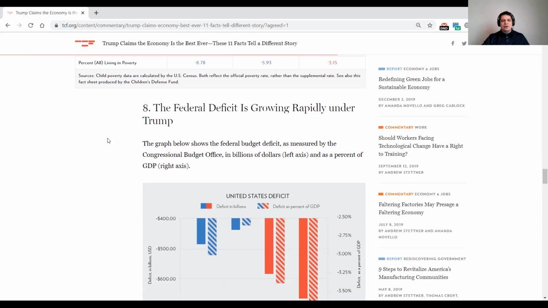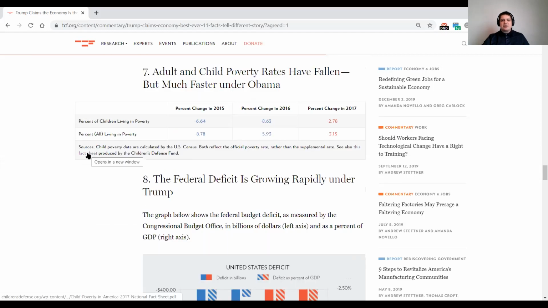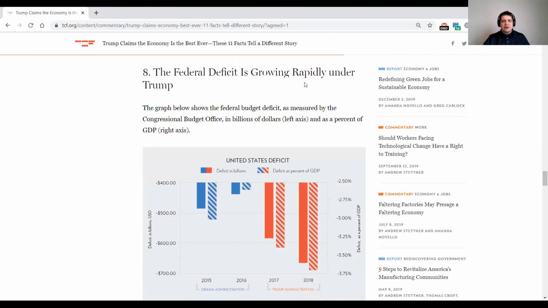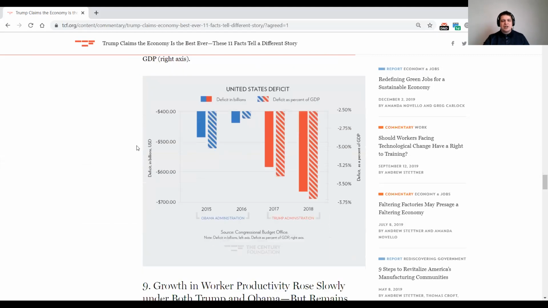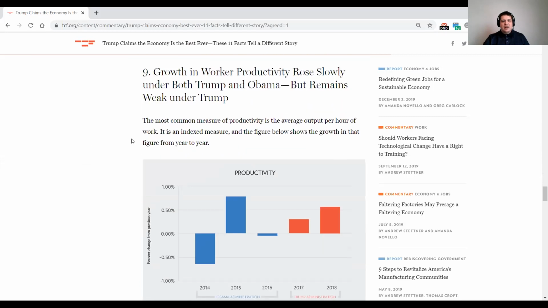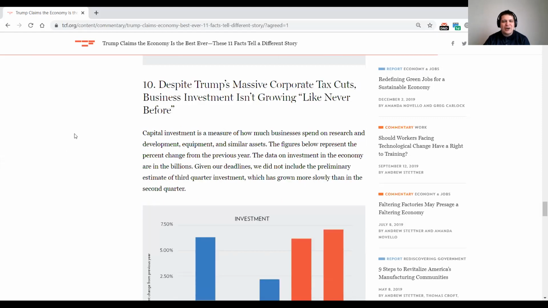And so as you go through, you look at variable after variable where they try to debunk the overall claim that Trump has made about economic progress. The federal deficit is growing rapidly under Trump, they point out. This has honestly been a big problem under every administration for the past 25 years or so, but that's a different soapbox for a different time. They point out that growth in worker productivity rose slowly under both, but it's still weak under Trump, which is a nice bit of rhetorical gymnastics, saying, okay, our guy did this badly, but it's still bad under your guy. So they're reaching a little bit there.